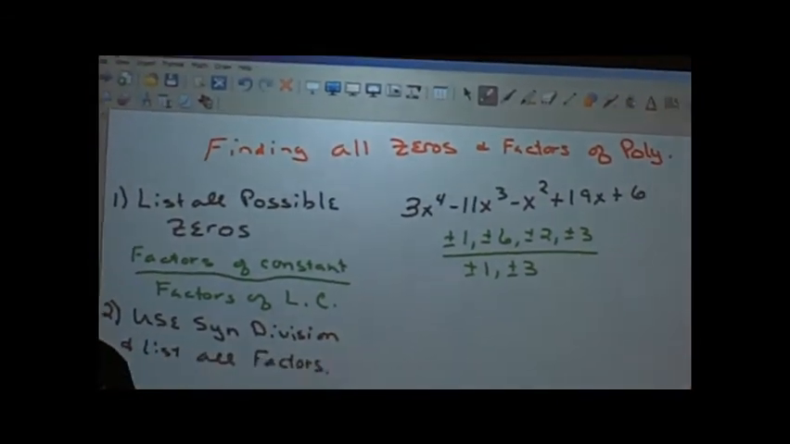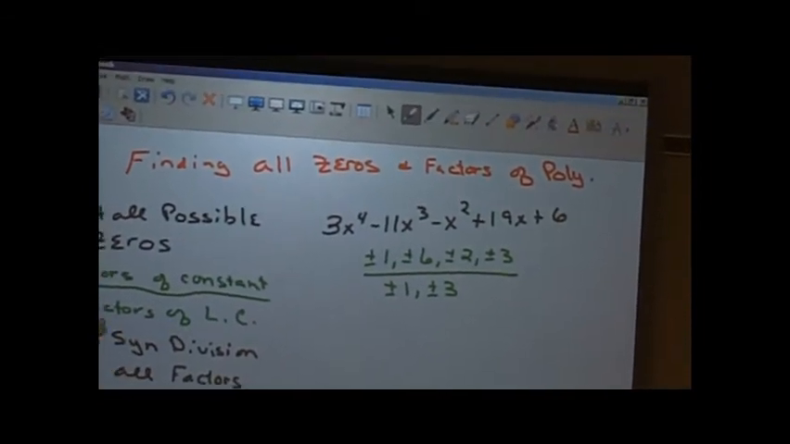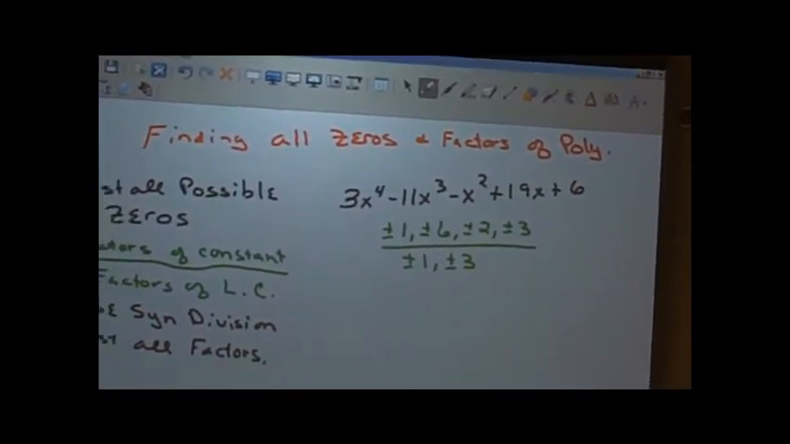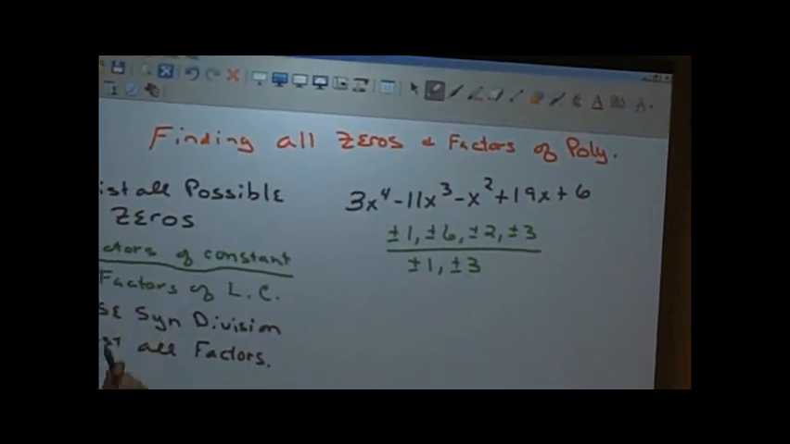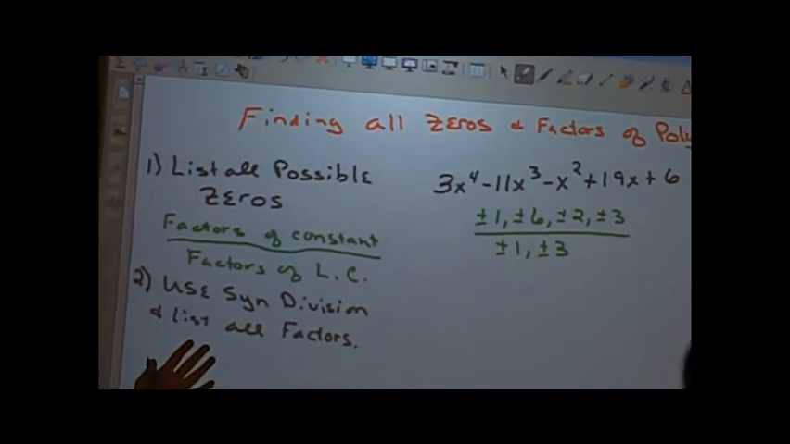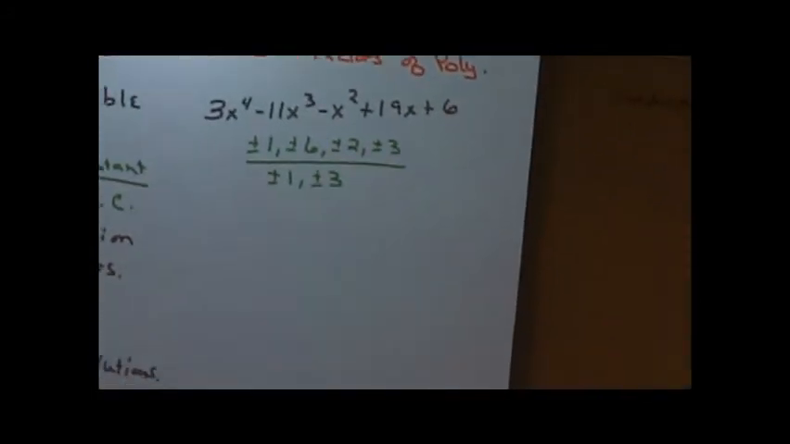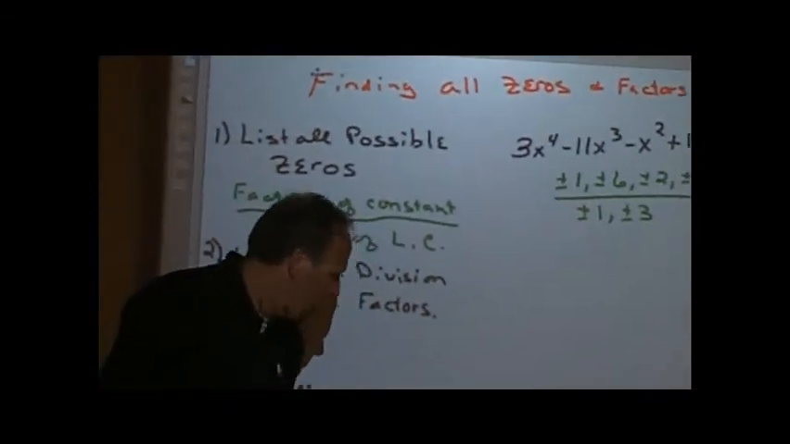So we go plus and minus because you could have positive 1 times a positive 6 equals 6. You also have a negative 1 times a negative 6 also equals 6. Alright, so this is your answer to your first part. If they ever ask for the possible zeros, you're done. All your possible zeros. My next part is use synthetic division to list all the factors. So now we have to break that down a little bit, right?